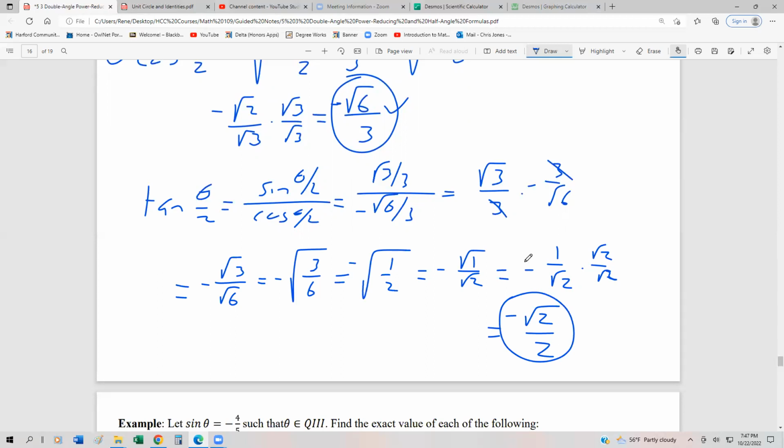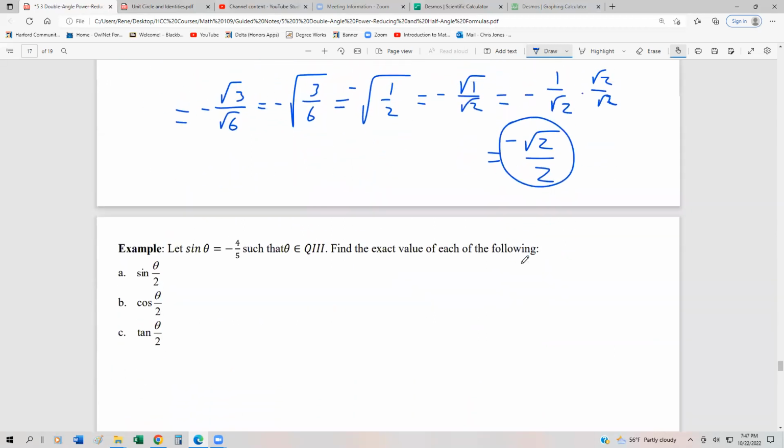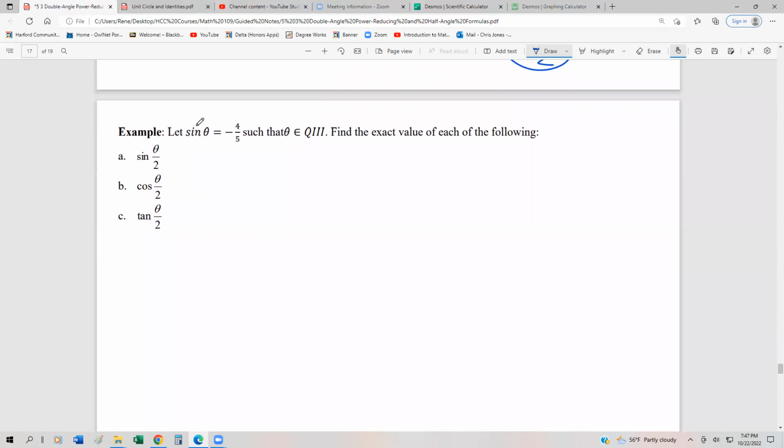All right. One last example, same thing. We have the sine of theta equals -4/5, and that theta is in quadrant 3. Just like we did before, the first thing we're going to do is figure out where theta over 2 lies.